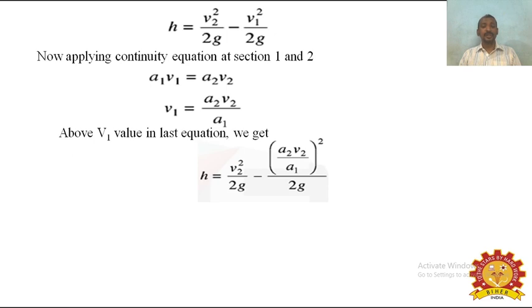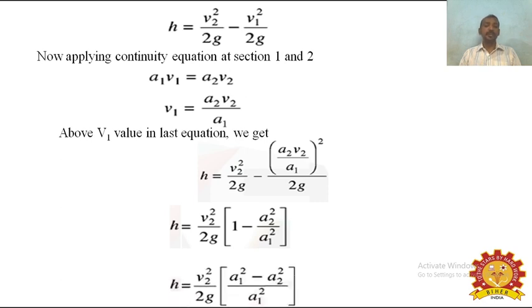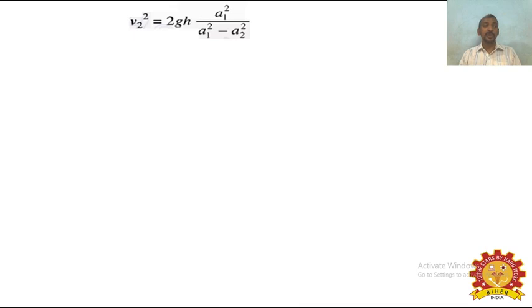So like that I have to write, A2 square divided by A1 square. Now I have to do the cross multiplication inside the bracket only. H is equal to V2 square divided by 2G into (A1 square minus A2 square) divided by A1 square. Now I have to do the cross multiplication because I have to find the V2 value. So V2 square is equal to 2GH A1 square divided by A1 square minus A2 square.